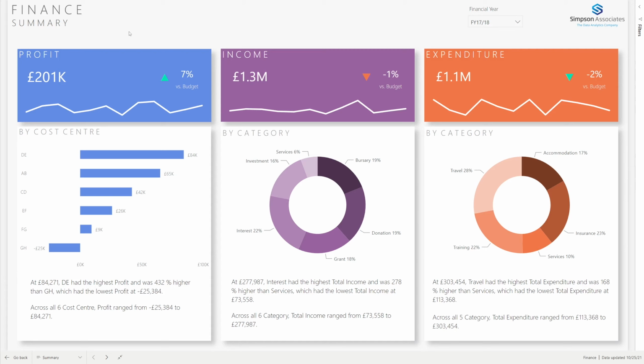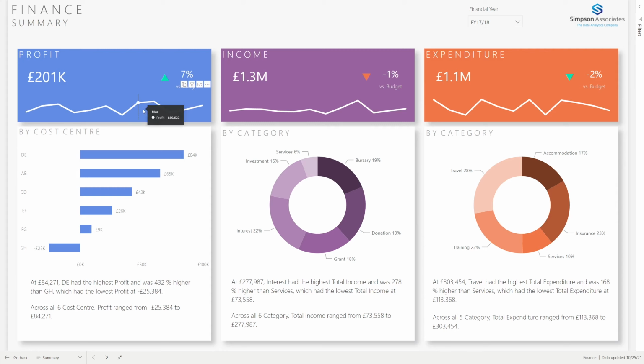So this report lets us analyse profit, income, and expenditure. Those are our three main KPIs, as we can see from these three cards up at the top. Within these cards, we can see the absolute value for each of our KPIs: 201,000 for profit, 1.3 million for income, and 1.1 million for expenditure. And then we have comparisons to budget and also a little spark line by month.